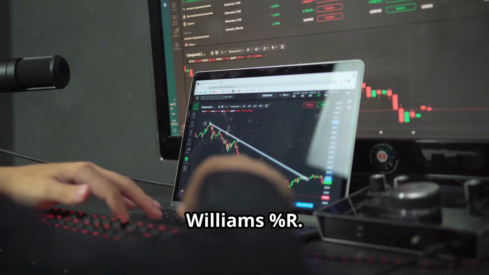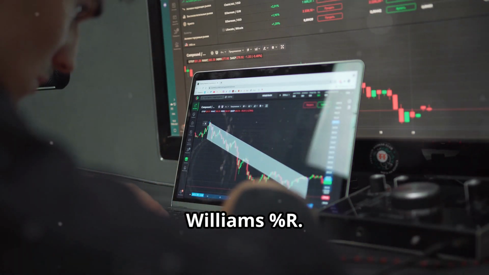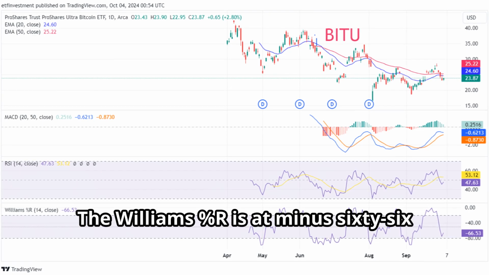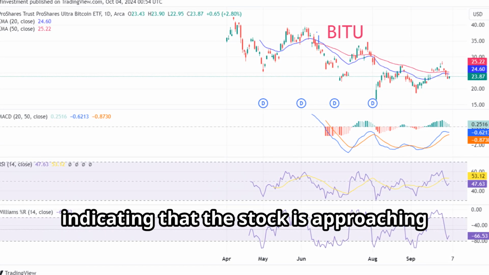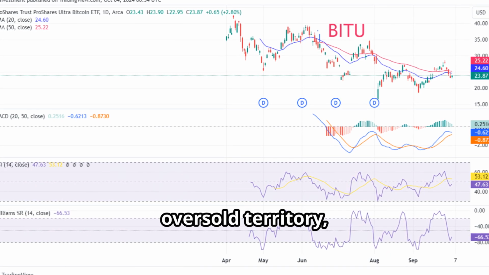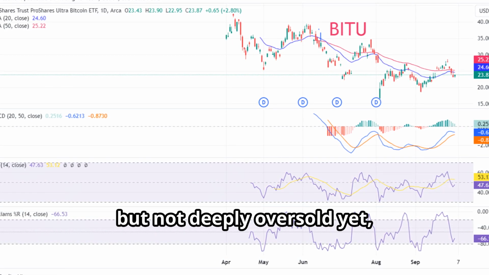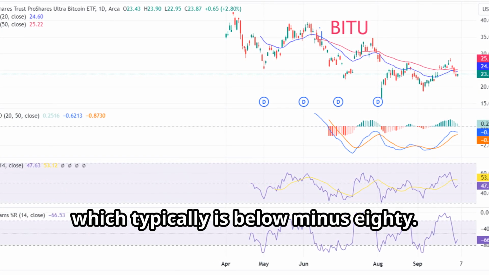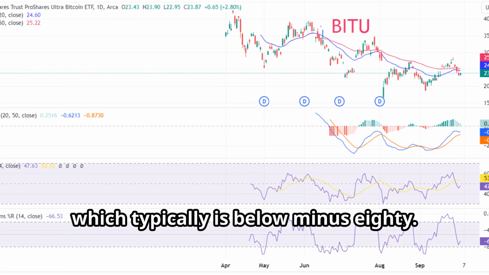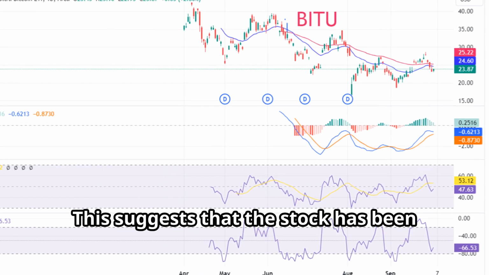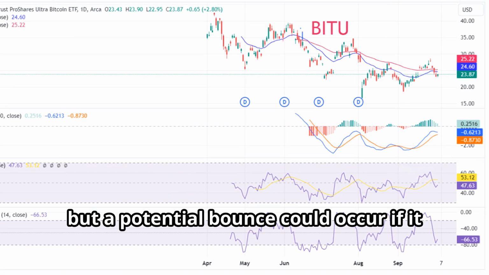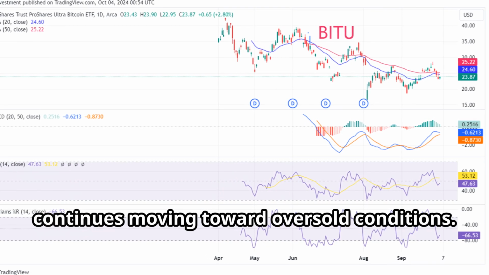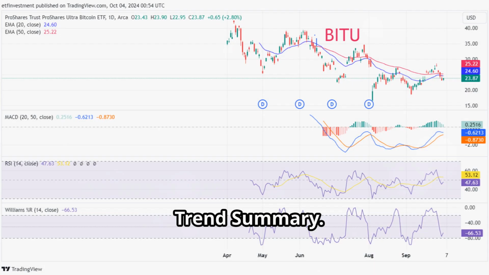4. Williams percent R. The Williams percent R is at minus 66.53, indicating that the stock is approaching oversold territory, but not deeply oversold yet, which typically is below minus 80. This suggests that the stock has been under selling pressure, but a potential bounce could occur if it continues moving toward oversold conditions.